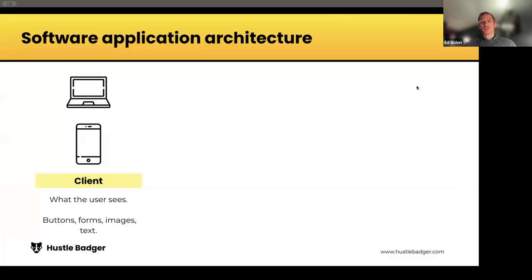So this talk, we're gonna talk about software application architecture, like all the bits of code that you need to make a website or a mobile app. And basically we're going to talk about the client side, so what appears on your screen, what the user sees. This is the buttons, the layout, the images, the text.